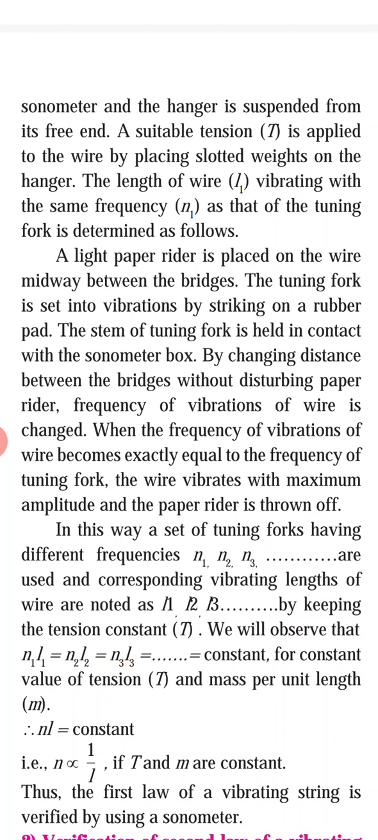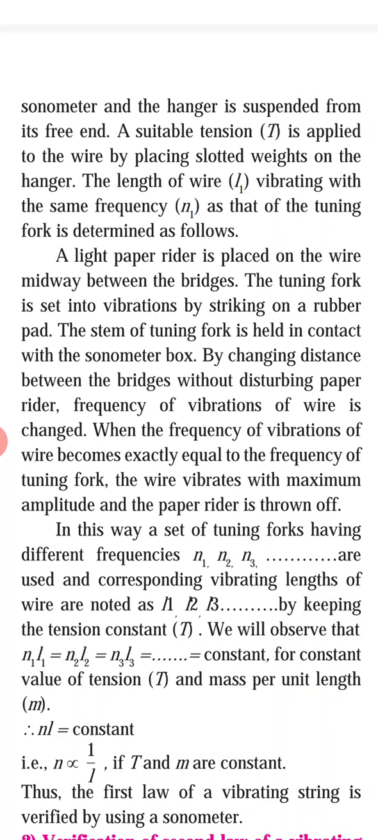The tuning fork is set into vibration by striking it on the rubber pad. The stem of the tuning fork is held in contact with the sonometer box. By changing the distance between the bridges without disturbing the paper rider, the frequency of vibrations of the wire is changed. When the frequency of vibration of the wire becomes exactly equal to the frequency of the tuning fork, the wire vibrates with maximum amplitude and the paper rider is thrown off, and that is nothing but your resonance.